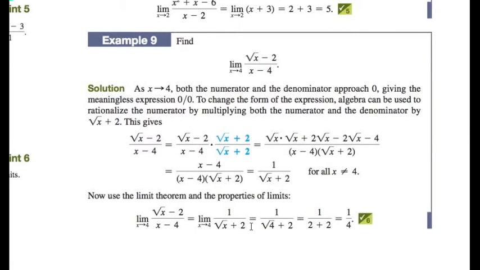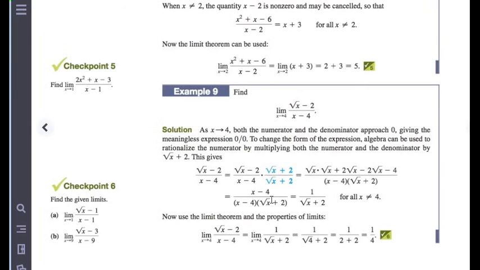Now for our denominator, we have the limit of the square root of x plus 2 as x approaches 4. And here we can just substitute the 4 in for x to find that limit. So we get the square root of 4 plus 2 for our denominator. And the square root of 4, of course, is 2. And that would give us 2 plus 2, which is 4, giving us a final answer of 1/4.